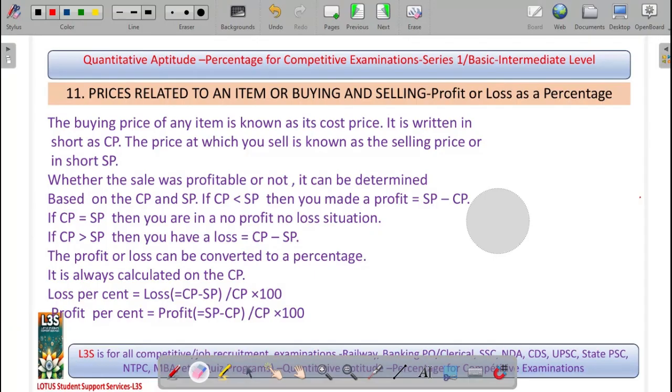One thing always remember, the original price will always be calculated based on the cost price. Okay.